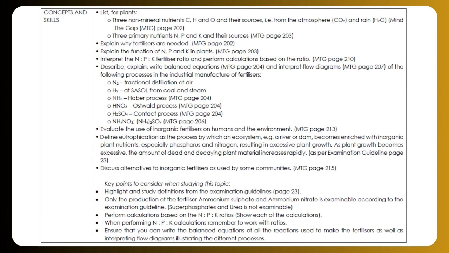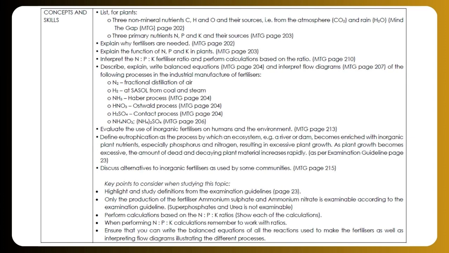MTG page 206. Evaluate the use of inorganic fertilizers on humans and the environment. MTG page 213. Define eutrophication as the process by which an ecosystem, e.g. a river or dam, becomes enriched with inorganic plant nutrients, especially phosphorus and nitrogen, resulting in excessive plant growth. As plant growth becomes excessive, the amount of dead and decaying plant material increases rapidly, as per examination guideline page 23. Discuss alternatives to inorganic fertilizers as used by some communities.